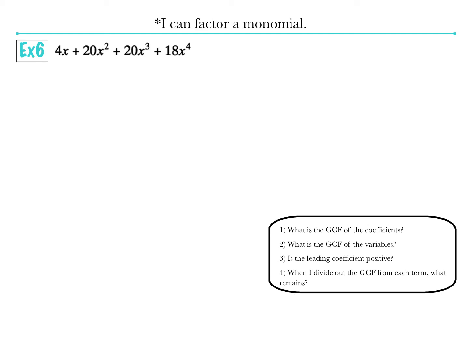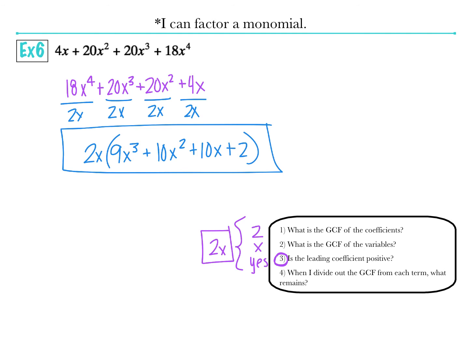All right, so on this one, I want you to pay close attention. It looks pretty straightforward, but this question right here, make sure you pay attention to which one is the leading coefficient. So go ahead and pause the video and factor this one. All right, so the first thing that I noticed is it wasn't in standard form, so I rewrote it with the largest degree out front. So 18x to the fourth plus 20x to the third plus 20x squared plus 4x.